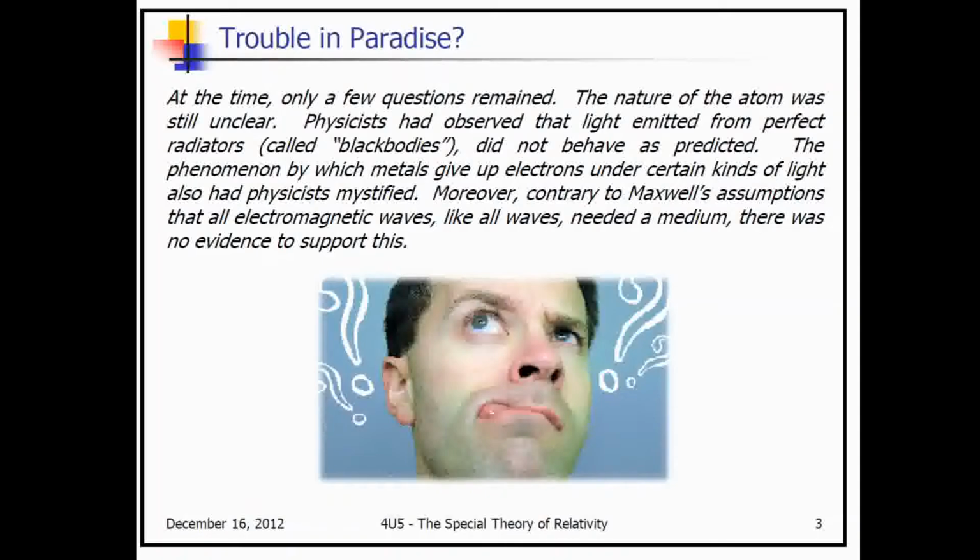So certain metals, if you shined light at them, electrons would be ejected off of those metals. But how that would happen was unclear, since light typically doesn't cause particles, matter, to move, and in this case light was actually giving energy to an electron and causing the electron to move. So how that happened was not clear either.